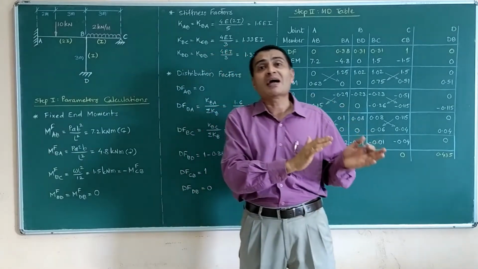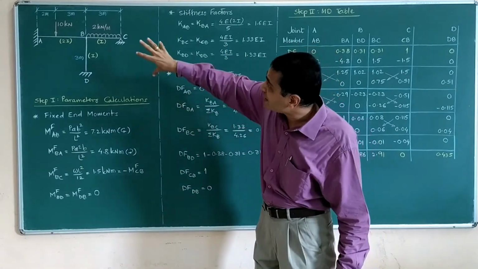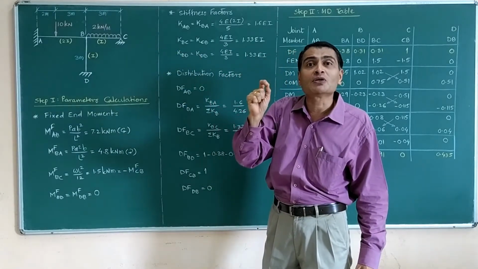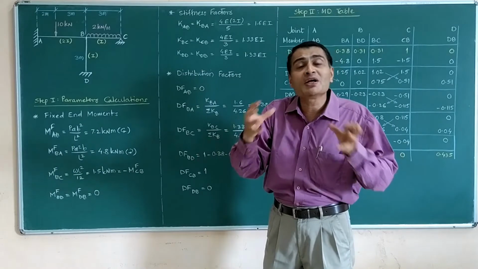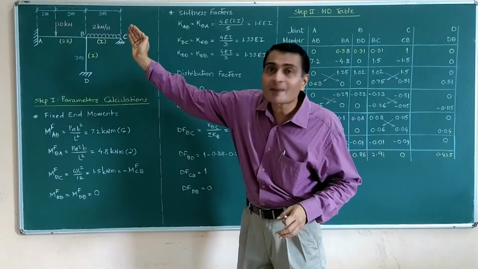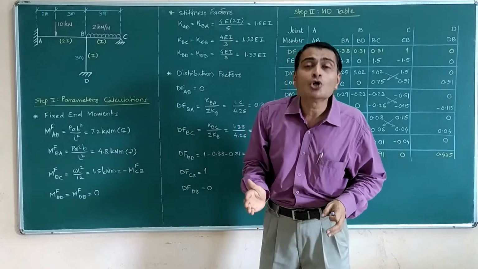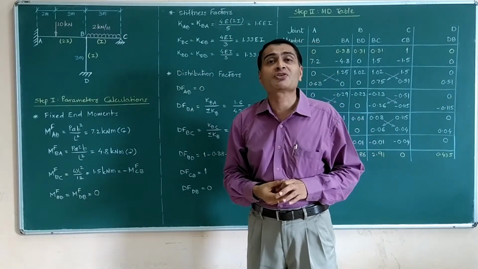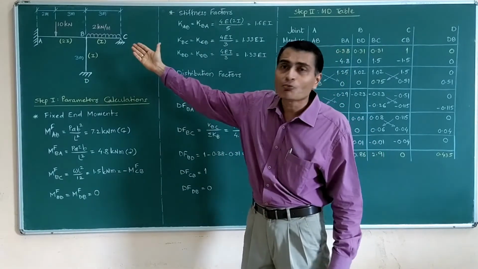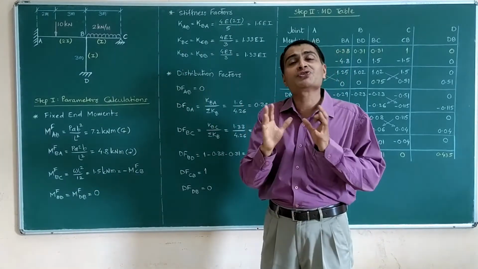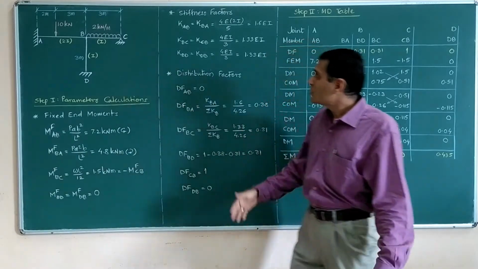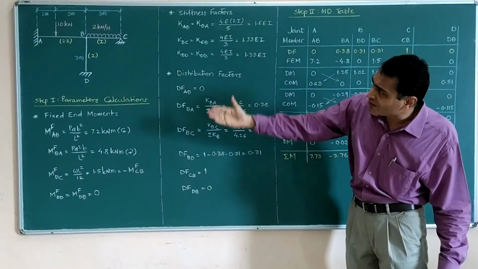On the other hand, whatever moment I try to apply at C, because of the pin connection, no part of that moment will be absorbed by the supporting base. Total moment will be absorbed by member CB. So distribution factor for member CB is 1. And of course for B, we have already discussed how the distribution is divided. Great. So all these parameters are ready.